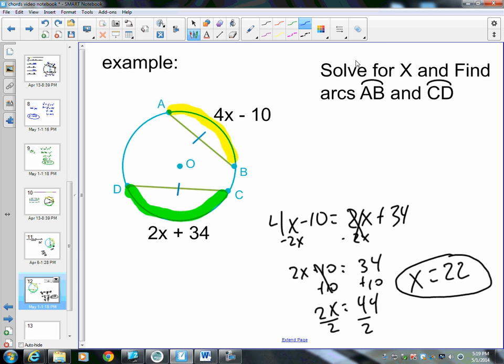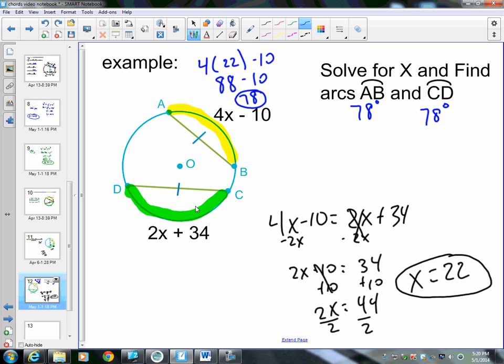It says to find the arcs then, AB and CD. Well, how do I do that? Well, AB is 4x minus 10, but I know what x is now. So I'm going to plug in that equation. So 4 times 22 minus 10. 4 times 22 is 88. 88 minus 10 is 78. So the arc AB is 78 degrees. I'm going to write it down here, 78 degrees. So what is the arc CD? We said before that if the chords are congruent, that means their arcs are congruent. So AB is 78, so CD or DC also has to be 78 degrees.